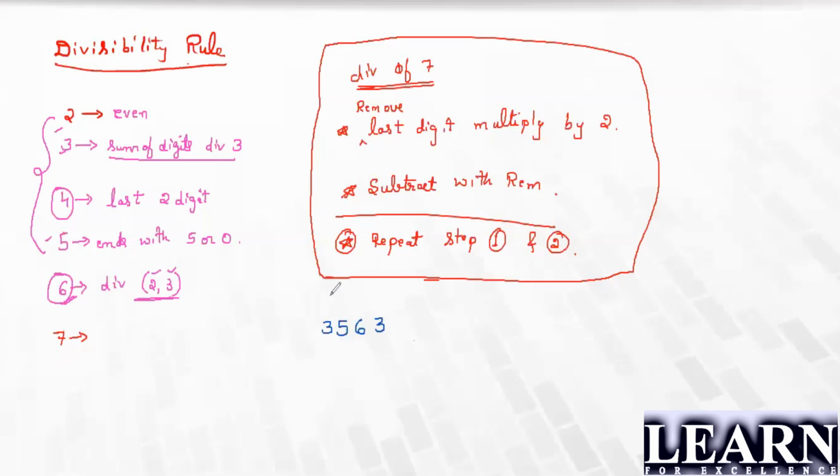One thing is that you can keep on going with this: remove the last digit, multiply it by 2. 3 times 2 is what? 6. Subtract from the remaining. Now what is left here? 350. Now if you are going to have 0, you can just eliminate it. Next is 5. 5 times 2 is how much? 10. Subtract this. 3 minus 10 gives minus 7. Yes, it is divisible. You can stop at this point. You can stop at the previous point.